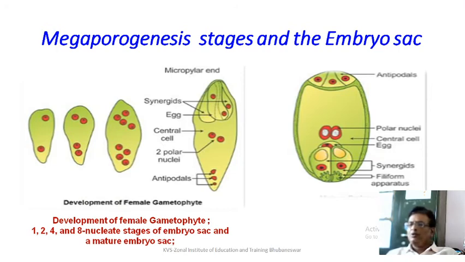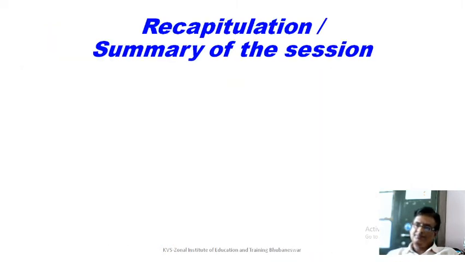And in the center, you find the polar nuclei. Later on, these 2 cells will fuse together to form 1 cell having 2 nuclei. So it becomes a 7 cell, 8 nucleated stage.